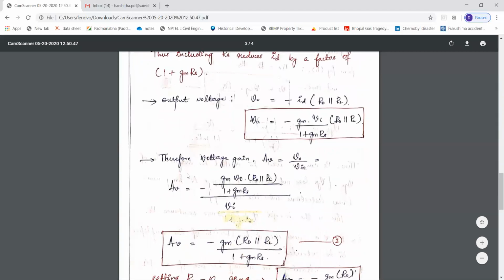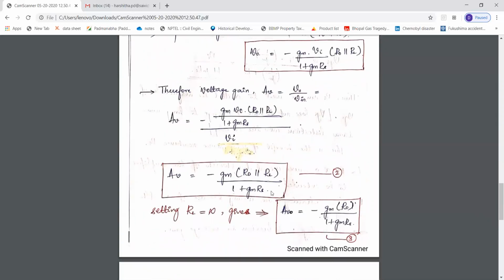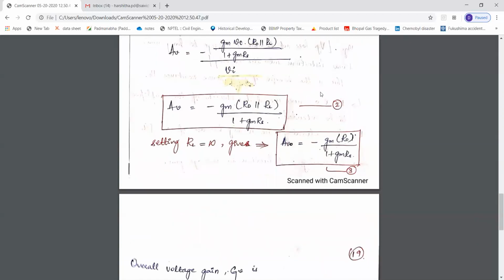Okay, and the voltage gain AV is equal to V naught by V in, isn't it? V in is nothing but Vi. So V naught we have found here, substitute that. The Vi in the numerator of V naught will get cancelled, and we get AV, the voltage gain, equal to minus Gm into RD parallel RL, by 1 plus Gm into Rs. So name this equation as 2.